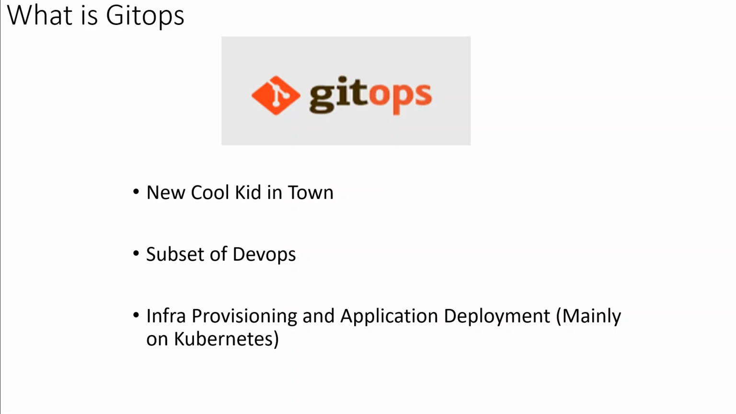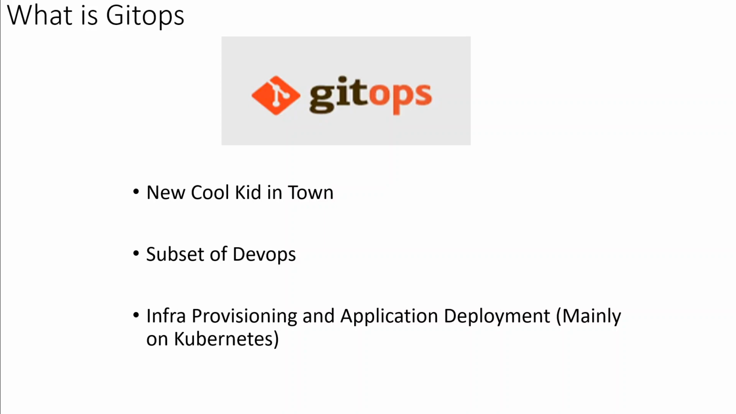GitOps is a new cool kid in town, and primarily GitOps is a subset of DevOps. GitOps is a practice that helps automate application deployment and infrastructure provisioning. It typically involves using Git, an open source version control system, as a single source of truth for declarative infrastructure and applications. GitOps is mostly used in deploying containerized applications on a Kubernetes cluster along with Kubernetes resources. I have another video in more detail around this topic and the link is in the description.